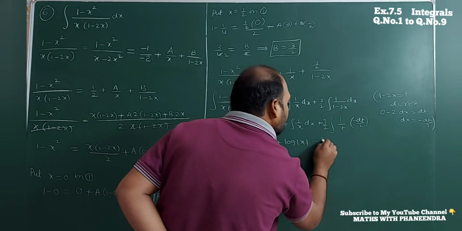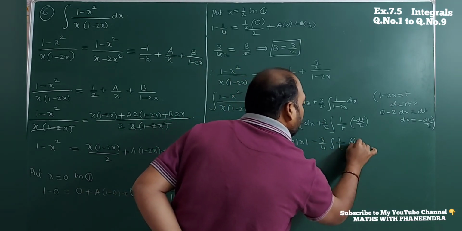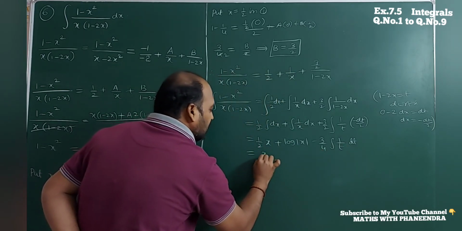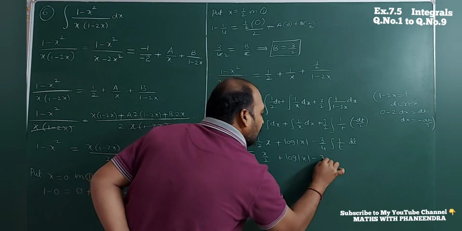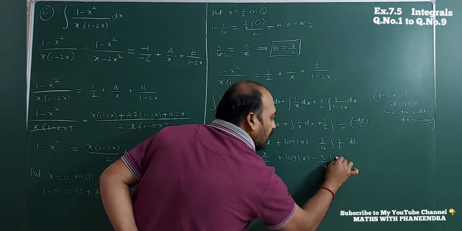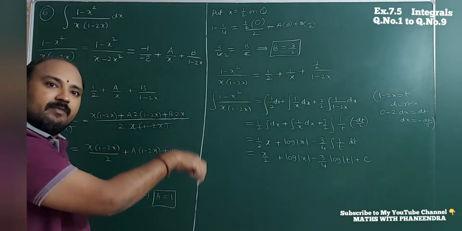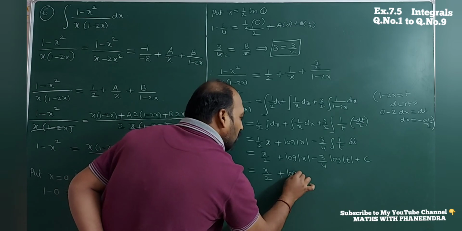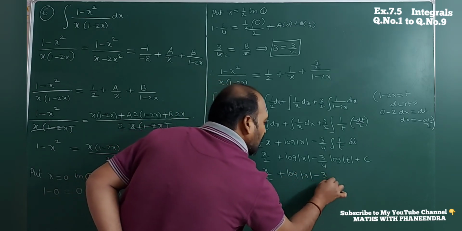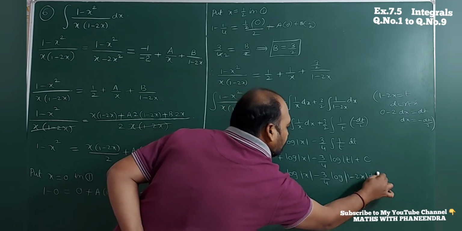Minus into plus is minus, 3 by 2 into 2, 3 by 4. Integral 1 by t into dt. That is equal to x by 2 plus log mod x minus 3 by 4 into integral 1 by t, log mod t plus c. In place of t, what we assumed there? 1 minus 2x. So x by 2 plus log mod x minus 3 by 4 into log mod 1 minus 2x plus c.